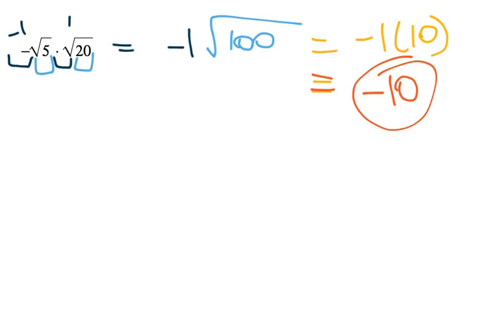So remember, to multiply or divide radicals, you have to have the same indices, and then you simply multiply or divide the radicands together and simplify the resulting expression.